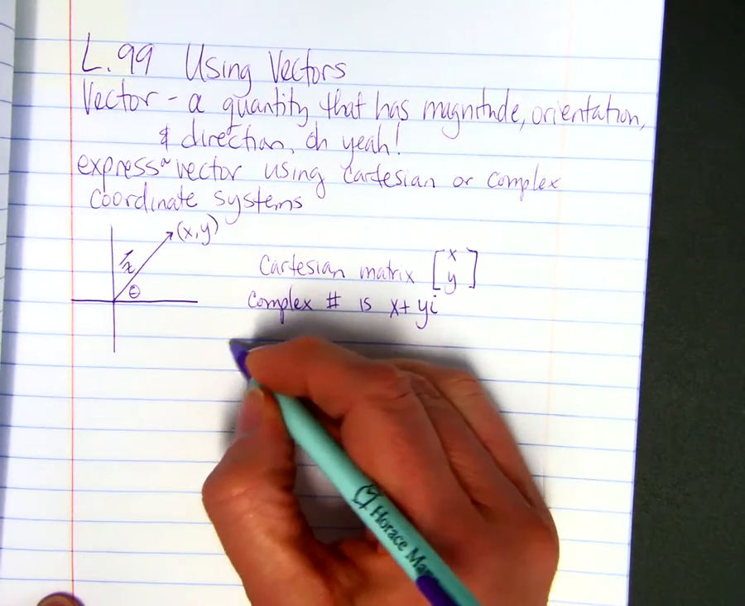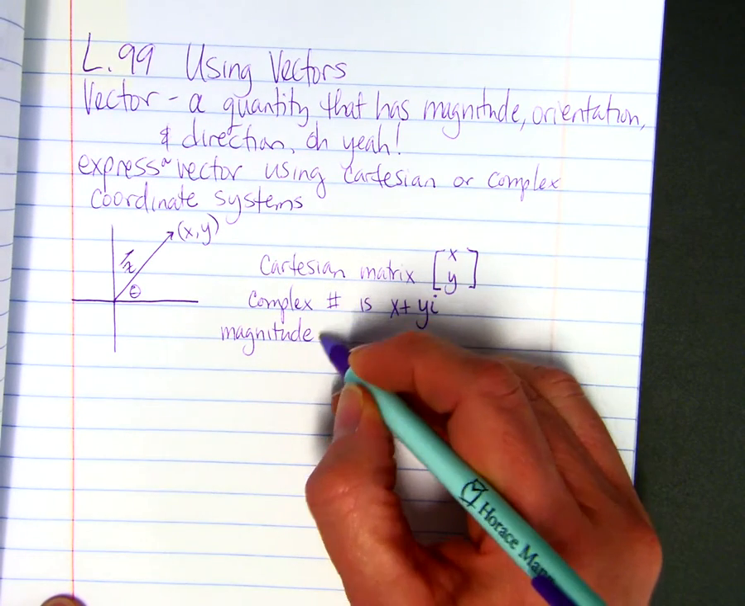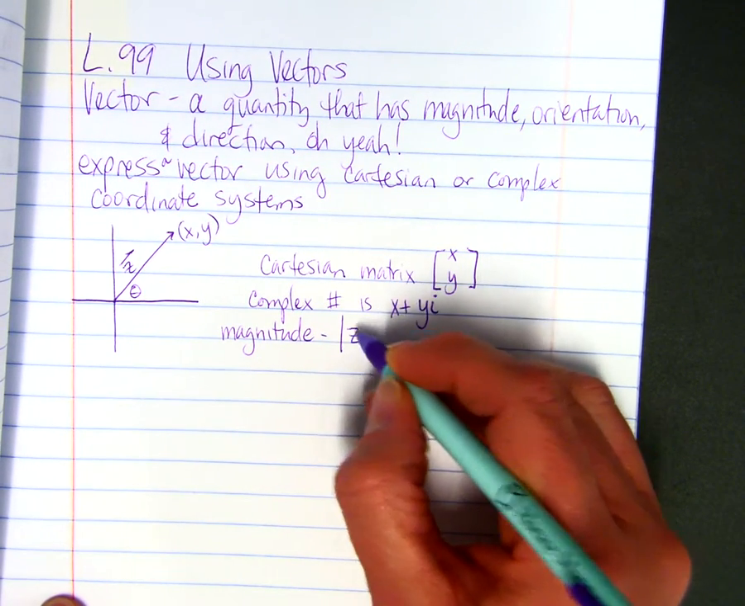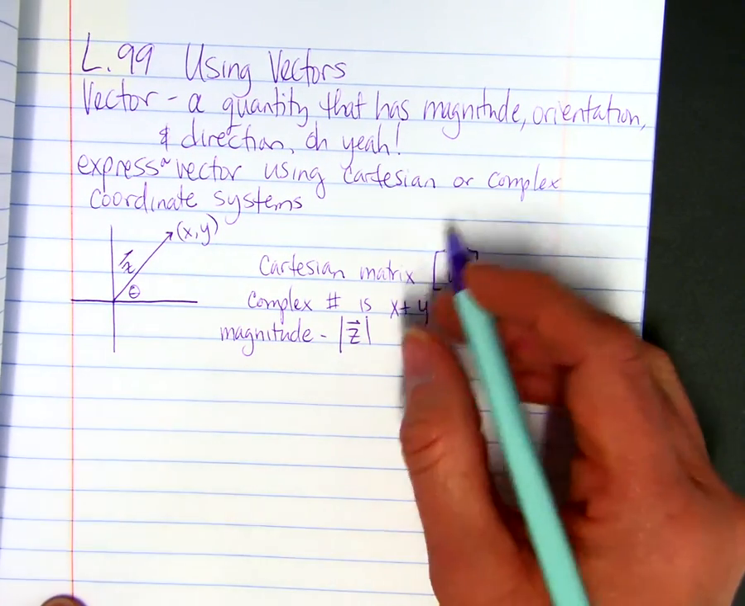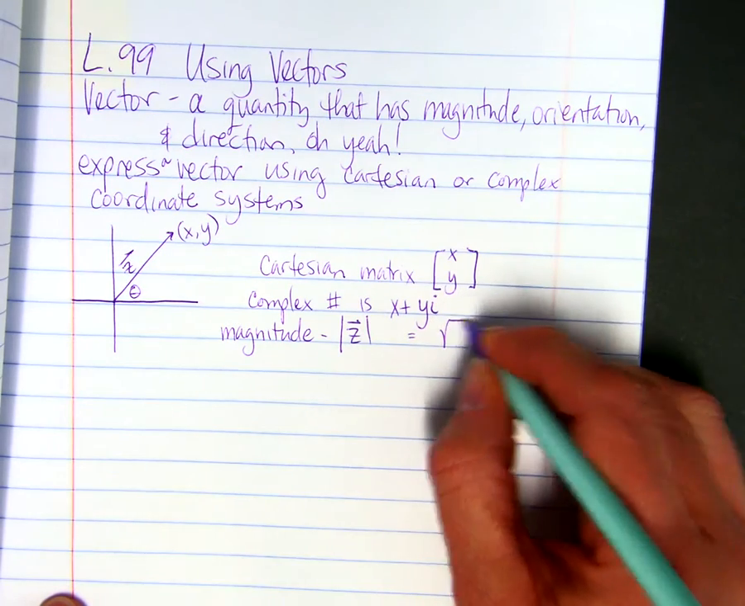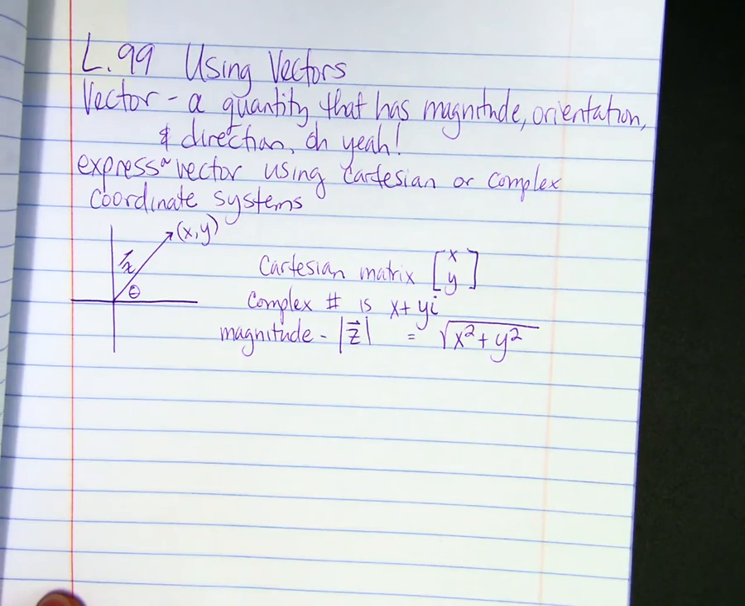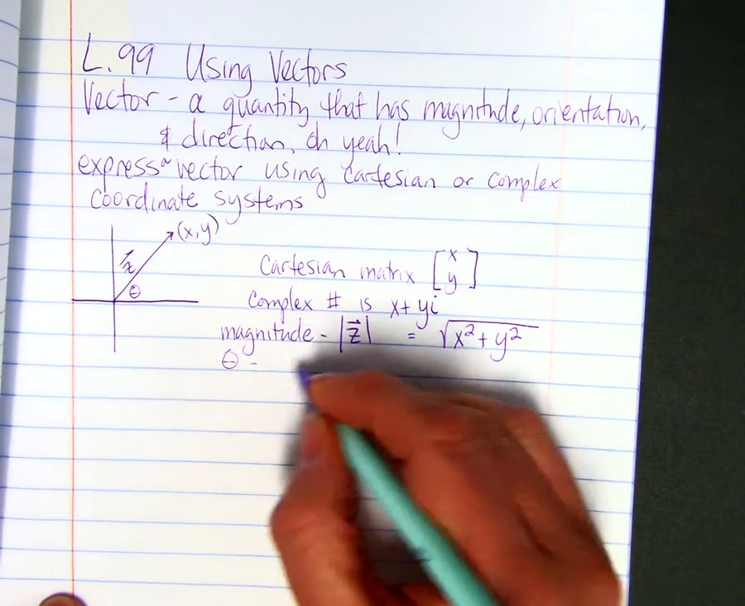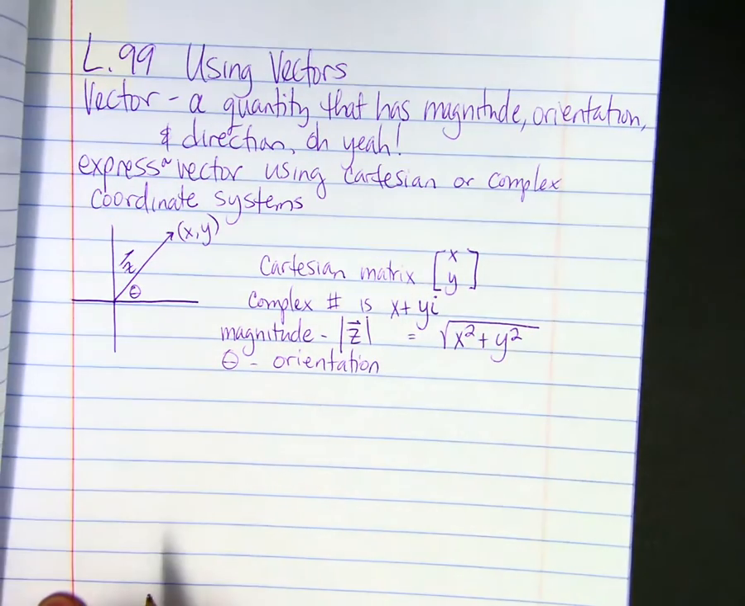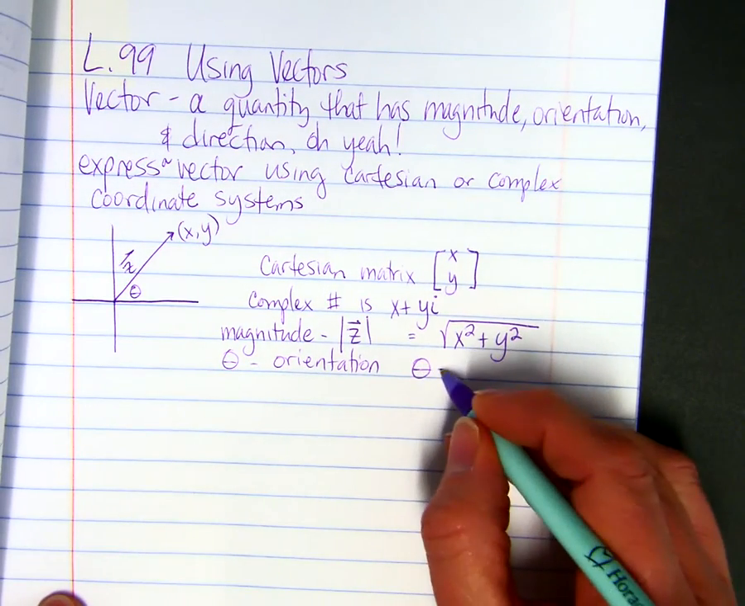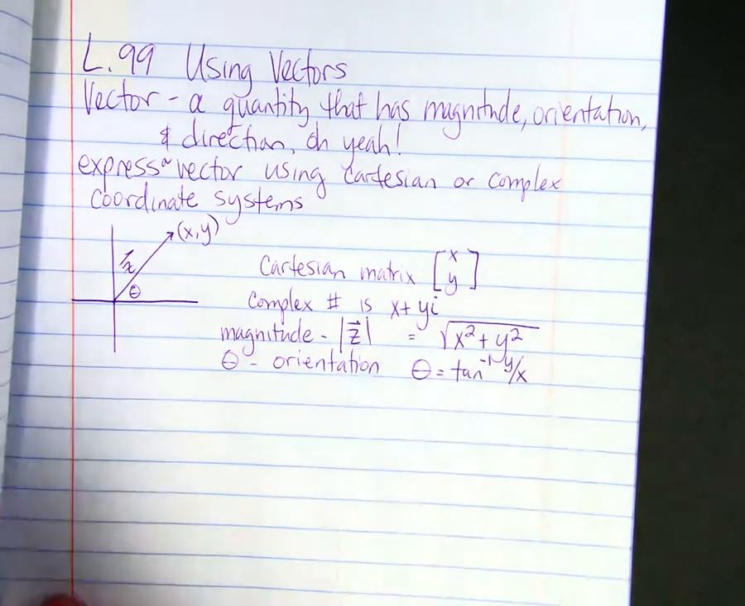The magnitude looks like you're saying the absolute value of vector z. It looks like that, but it means magnitude. And that is equal to the square root of x squared plus y squared. Theta represents your orientation. And if you remember, theta equals tangent inverse of y divided by x.